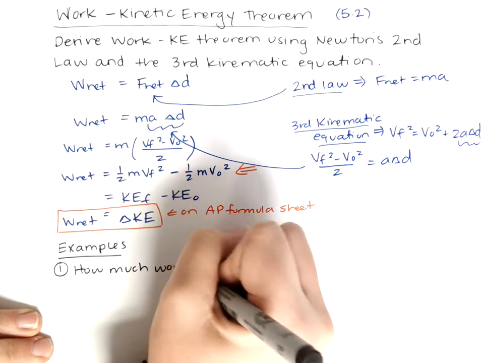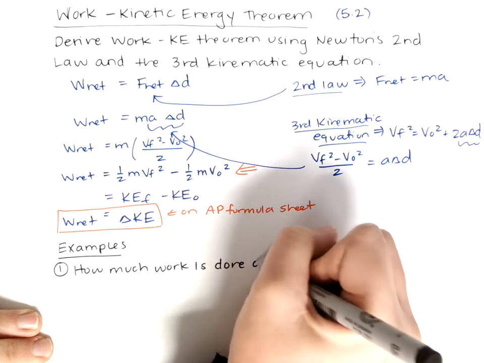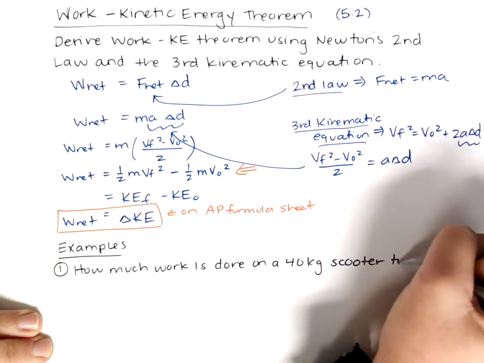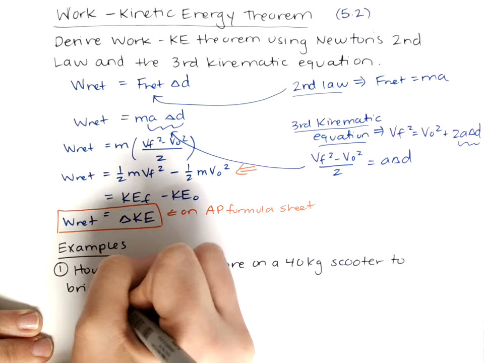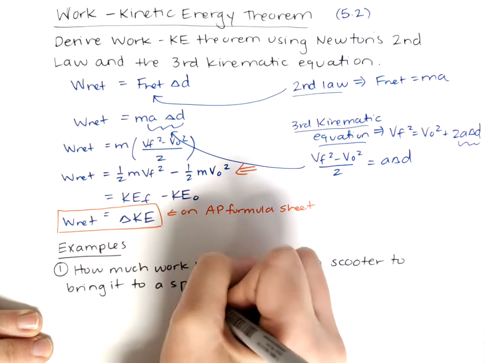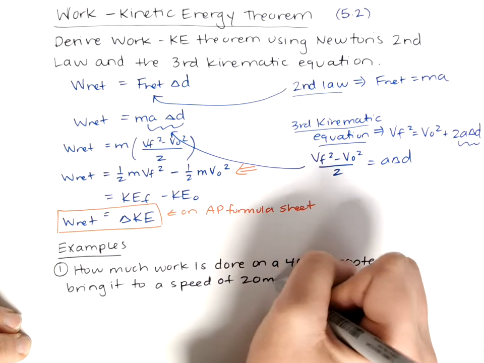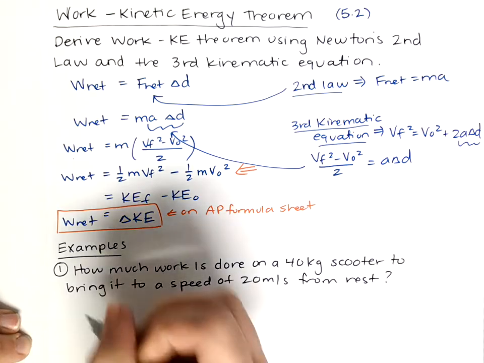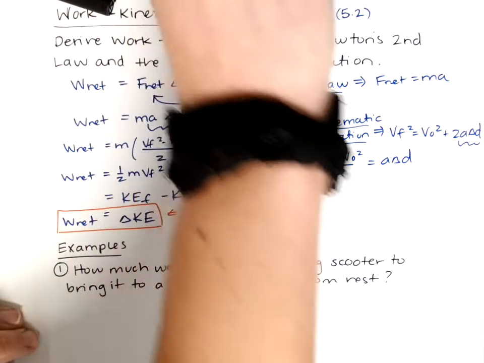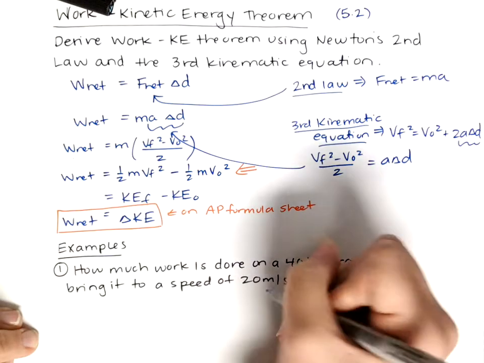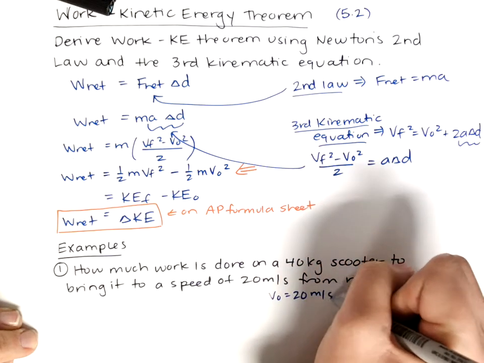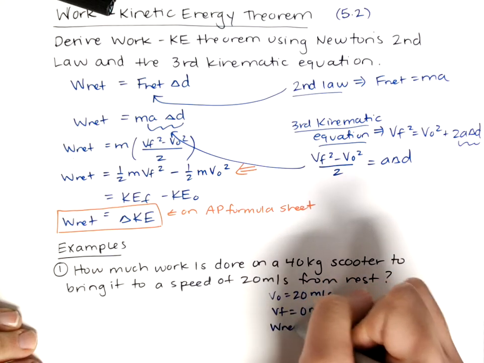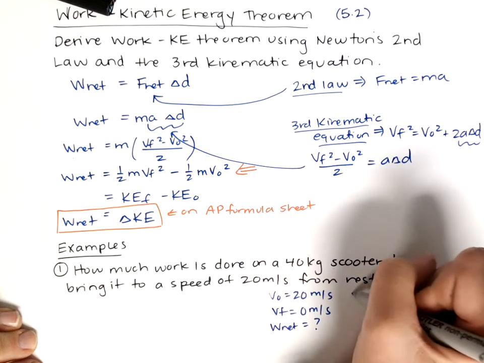How much work is done on a 40 kilogram scooter to bring it to a speed of 20 meters per second from rest? So first thing we need to do is write down our givens. So our givens are, its velocity initial is 0 meters per second and its velocity final is 20 meters per second. We want to know work, and we know its mass.